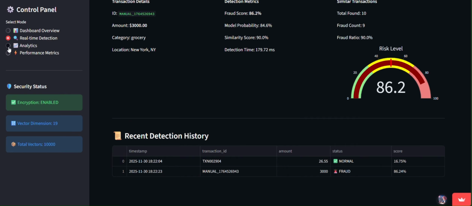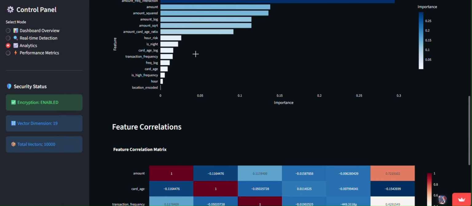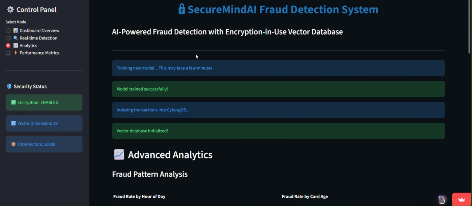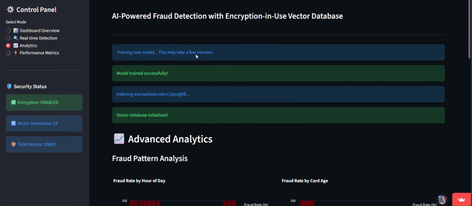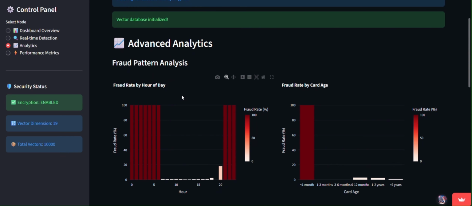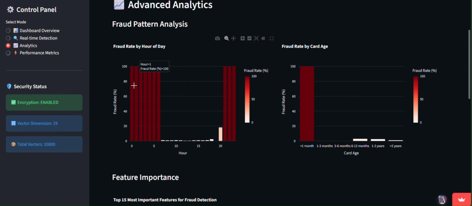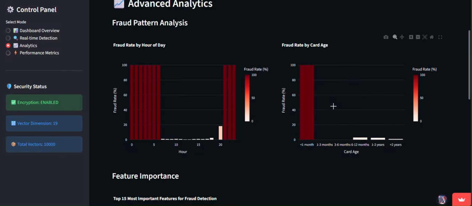Now moving forward to the analytics. It shows deeper behavior patterns. Here we can see which hours of the day have more fraud, usually late nights. There's a chart for the card age, where newly issued or stolen cards show higher fraud. It helps banks understand when and where fraud is more likely to happen.